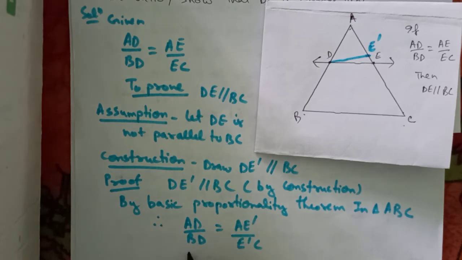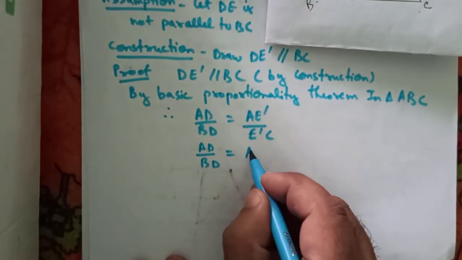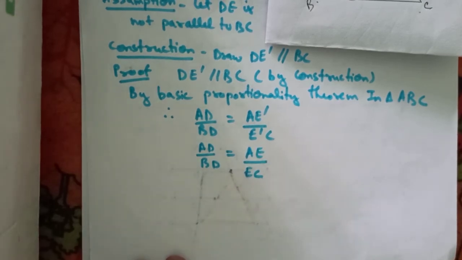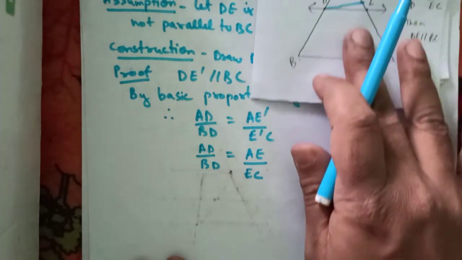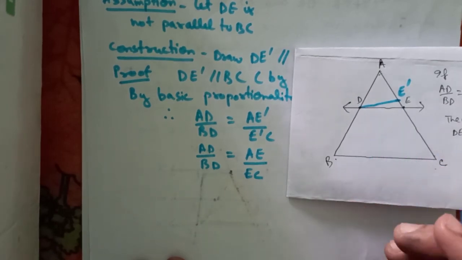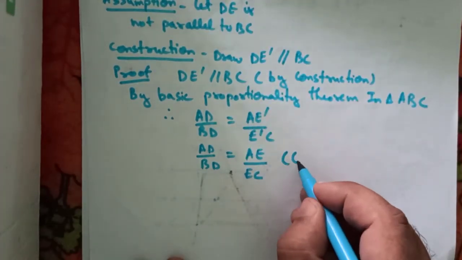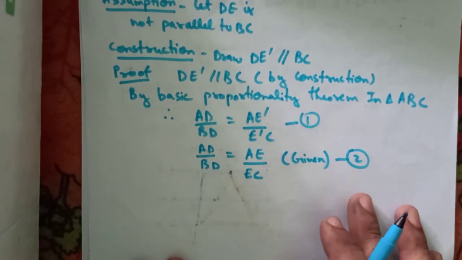And second thing, AD upon BD is already given equal to AE upon EC. This is already given, that the ratio in which this DE is dividing AB and AC is the same ratio, it is given in the question. So we can write that AD upon BD is equal to AE upon EC. This is given in the question. So make this as equation number 2, and make the previous one as equation number 1.